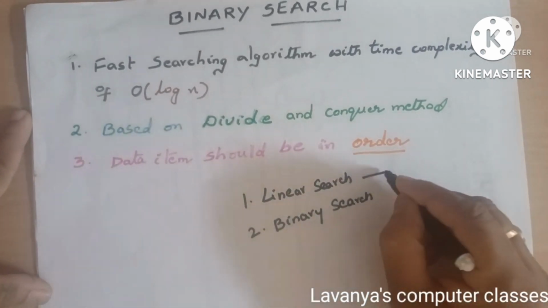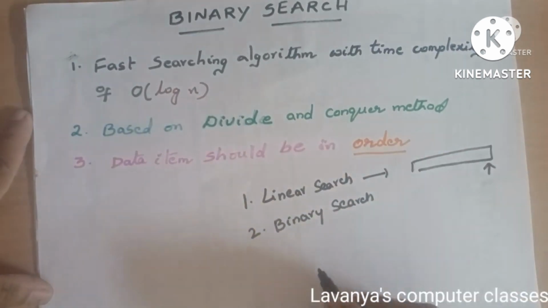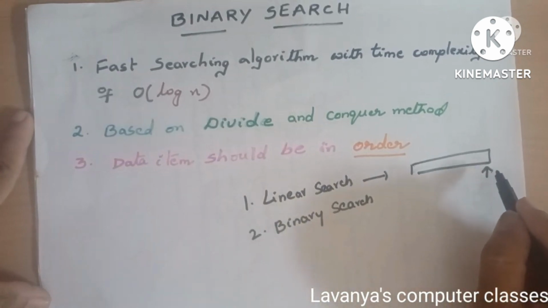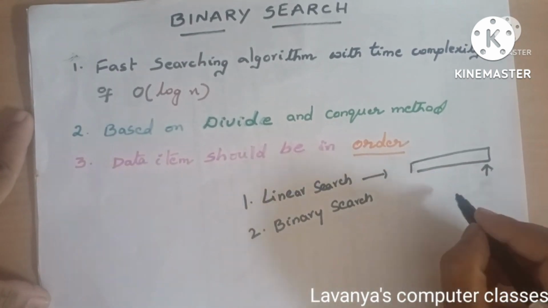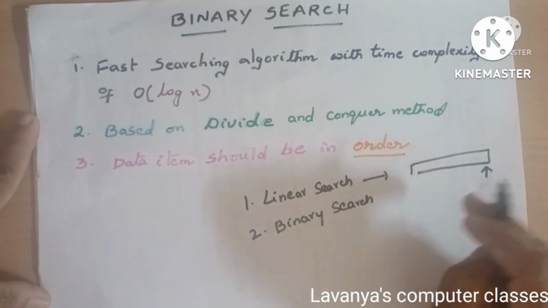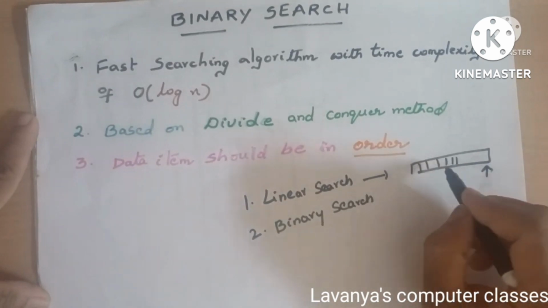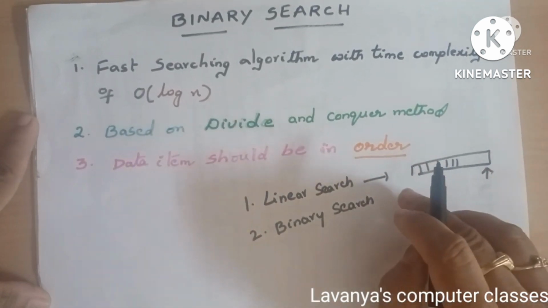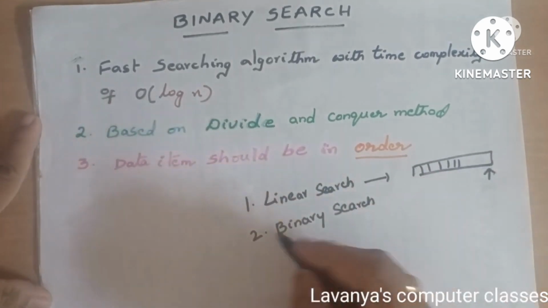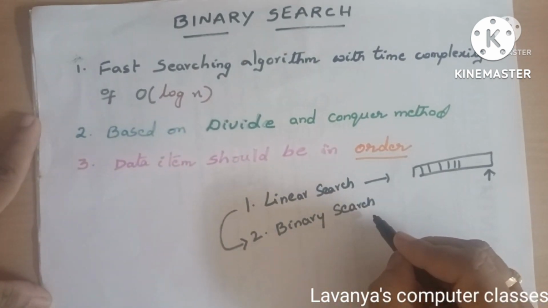But in this, if the element you want to search is in the last position, then the number of iterations and steps is more. For finding one element, you have to check all the elements. If the size is more, it takes a large number of iterations. So that is one disadvantage of linear search. To overcome this disadvantage, we go for binary search.